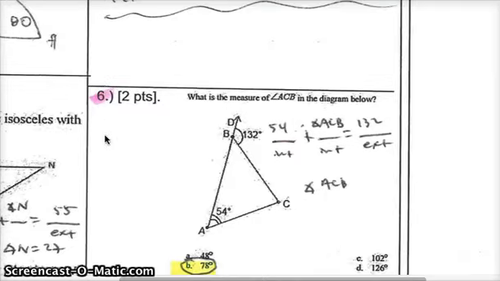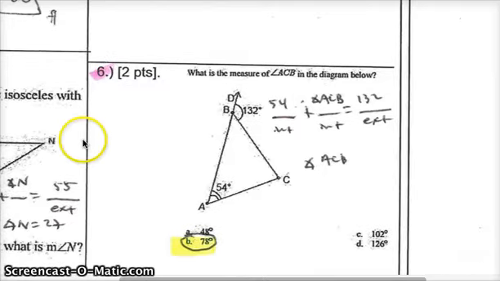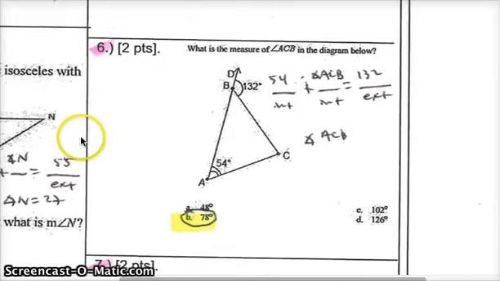Question number 6, multiple choice. What is the measure of angle ACB in the diagram below? This problem is testing the exterior angles theorem. Now remember, you don't really essentially need to memorize the exterior angles theorem. It's just a shortcut for linear pair and then triangle sum theorem.